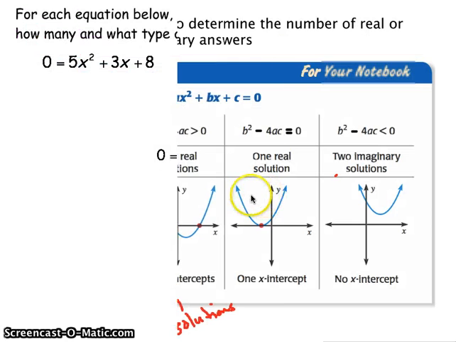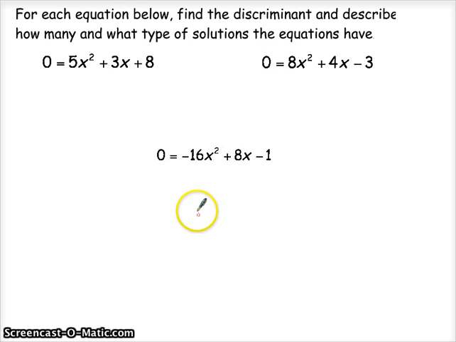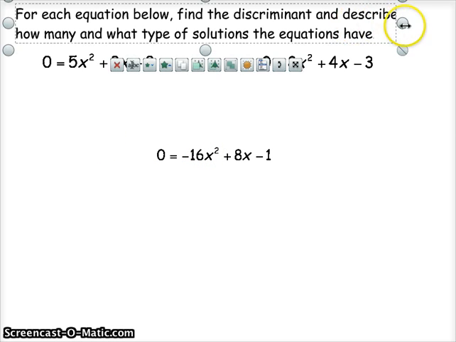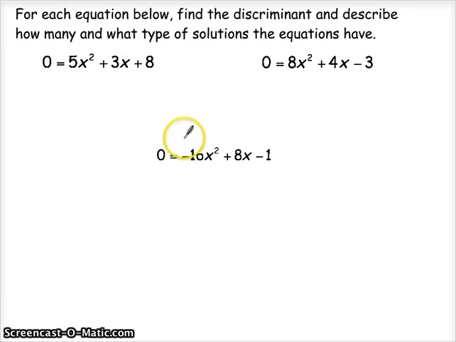Well, let's go ahead. We've got 3 examples here on the next page that we can take advantage of and quickly describe the type of question that we're going to be having. Find the discriminant and describe how many and what type of solutions an equation would have. Again, we're not finding the solutions, just the discriminant and describing what type of solutions we would have. So go ahead and plug those in to b squared minus 4ac, just the discriminant formula.